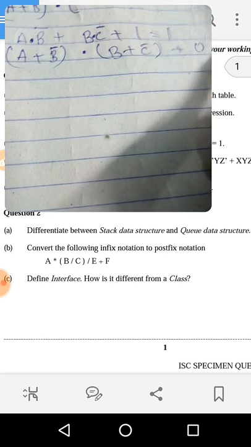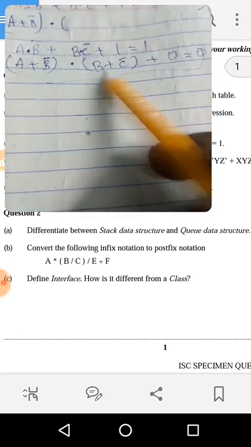So our expression is AB bar plus BC bar plus 1 equals 1. So we can write it as OR, then B dot. So we can write it as (A plus B bar) dot (B plus C bar) plus 0 equals 0. So this is our dual expression.